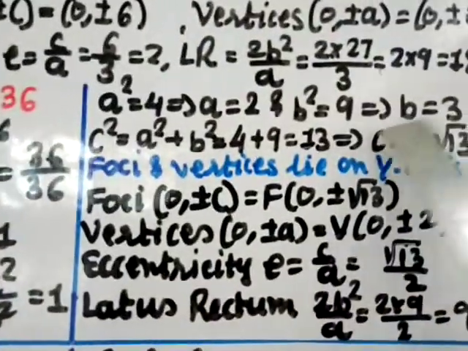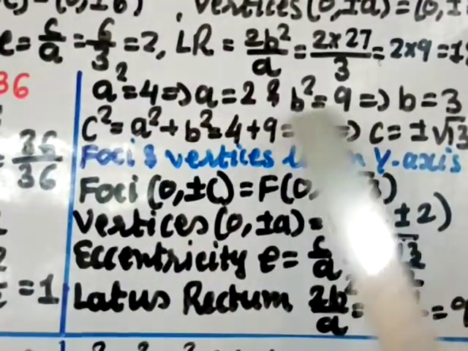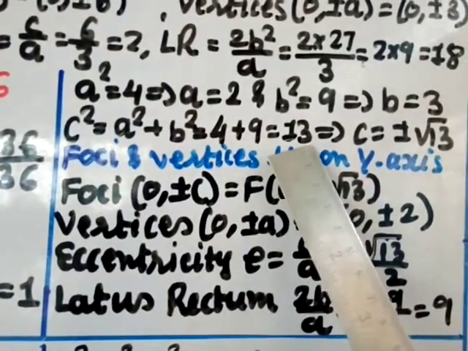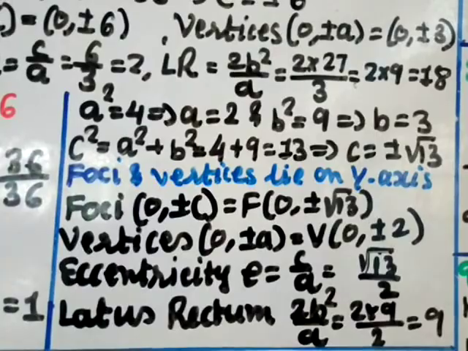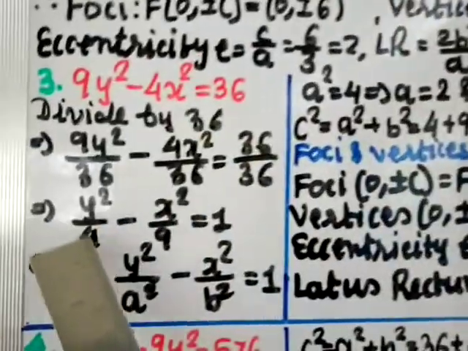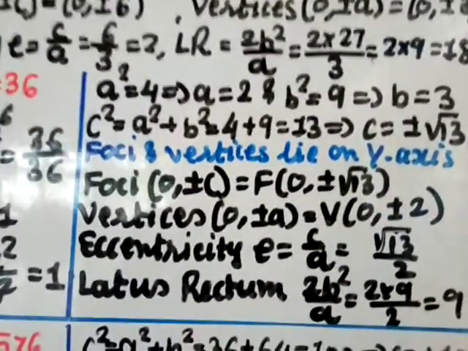Take the square root, so the b value is 3. Now c square equals a square plus b square. The a square value is 4 and the b square value is 9. 4 plus 9 is 13. This is the value of c square. Take the square root, so the c value is plus or minus root 13. As I said, the denominator of y square is positive, therefore the foci and the vertices are on the y-axis.